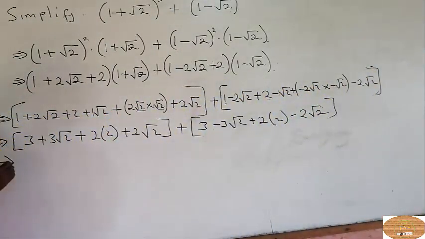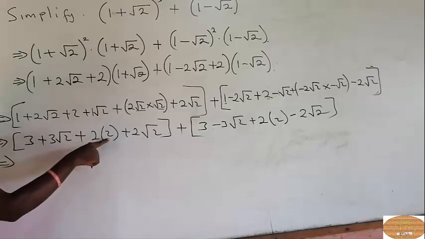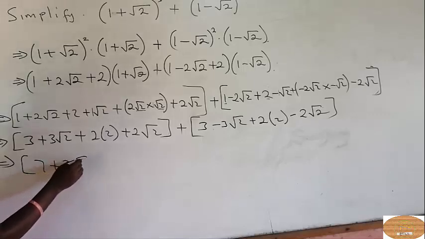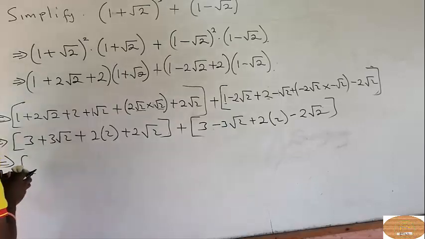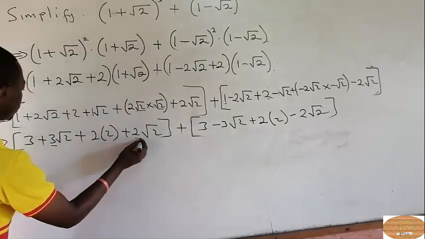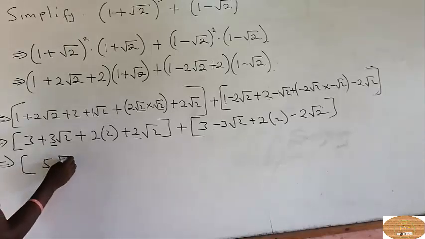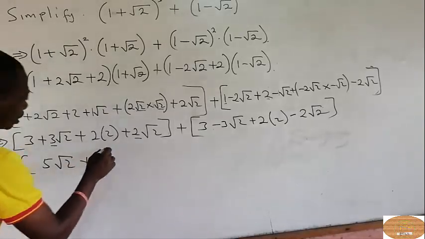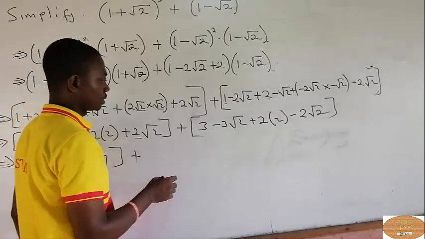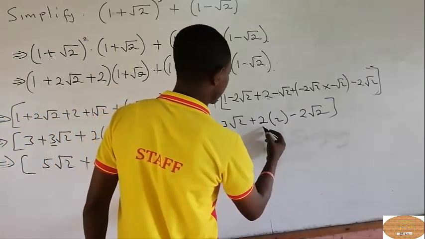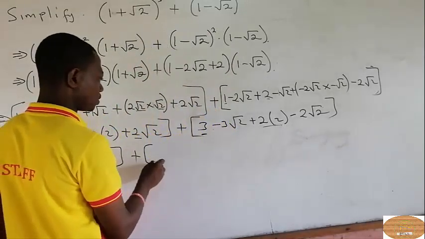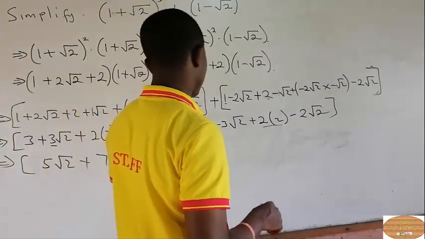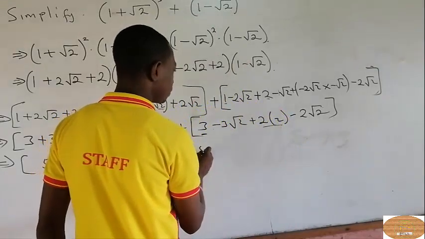So let's move on this. So 3 plus 4. 4 plus 3 is 7. Sorry, I left this one. So we have this one, and this is 5√2. 3 plus 4 is 7. So I have this one. So let's move on to the next side. So I have 3, this one is 4. So 3 plus 4 is 7. So I have minus 3, minus 3, so minus 5√2 and 3.